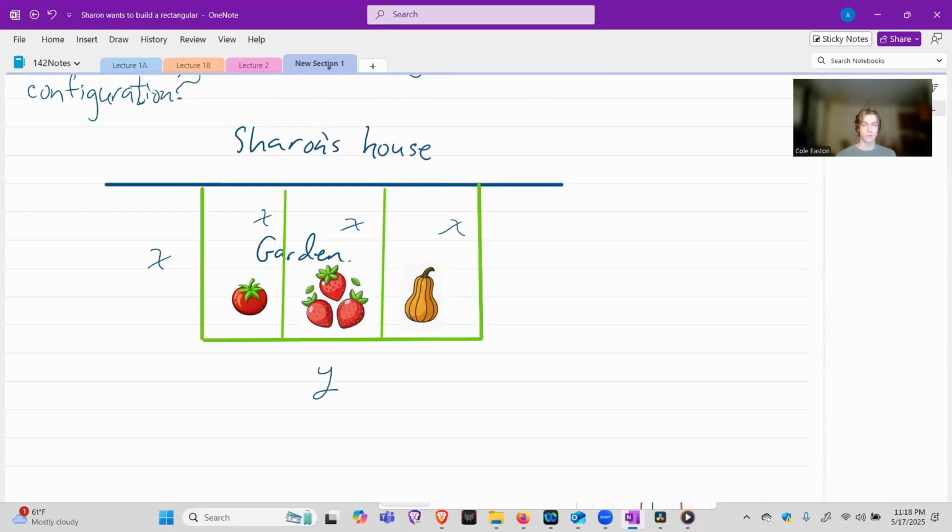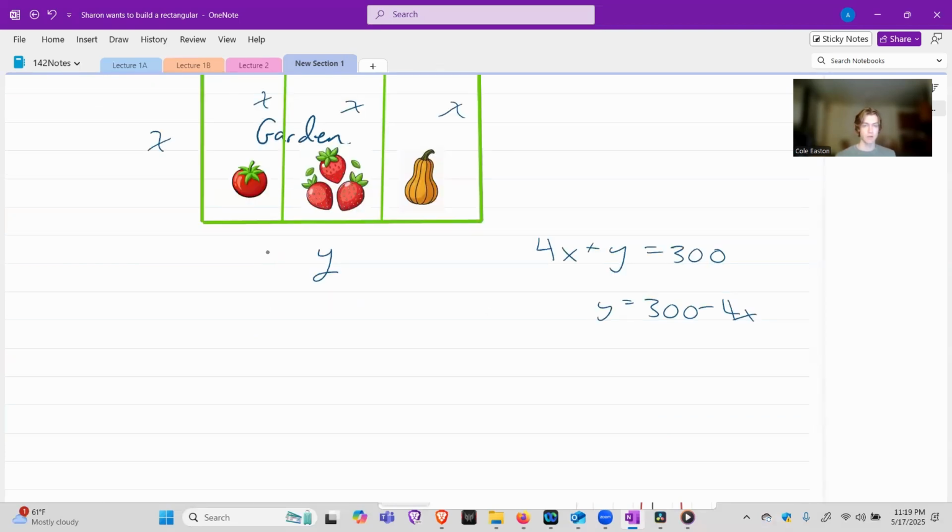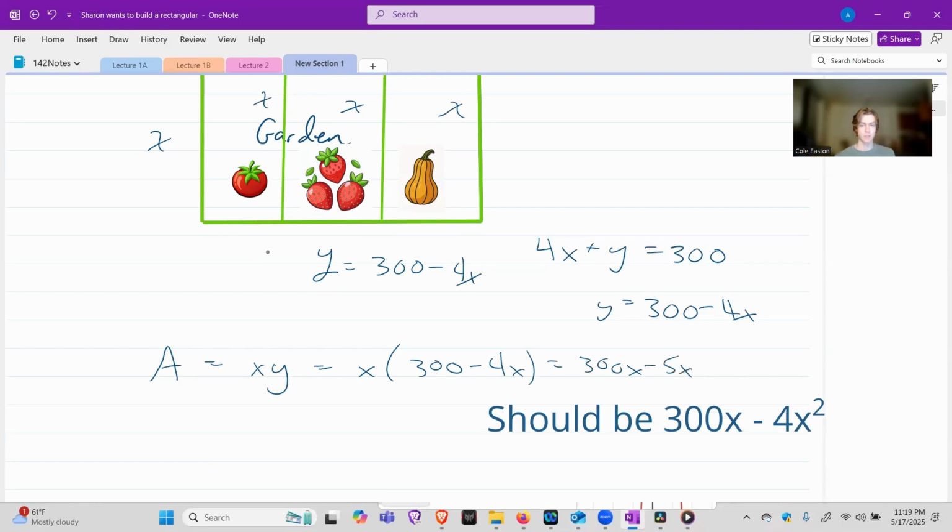But now we have 4 times X plus Y equals 300. So Y equals 300 minus 4X, which means that our area equals X times Y, which is X times (300 minus 4X), which is 300X minus 4X squared. And we would proceed with the problem in the same way as before. But since we have a different function for our area, we're going to end up with a different solution.